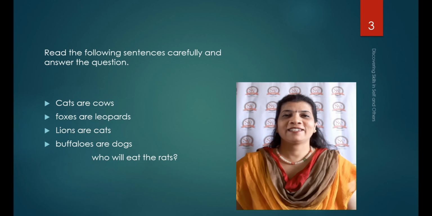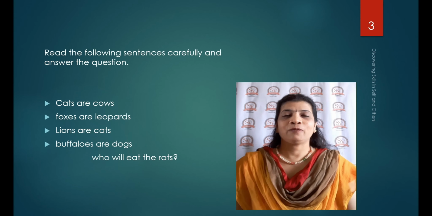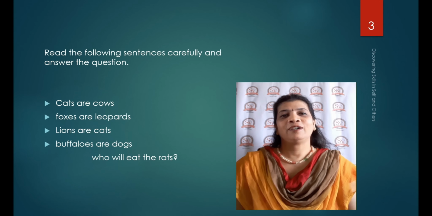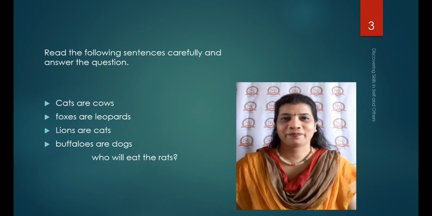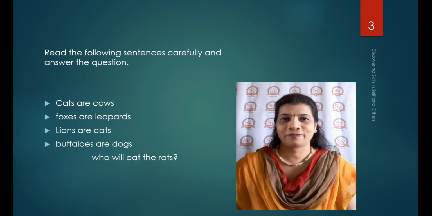The question is, who will eat the rats? Now, if you see the sentences once again, you will understand that generally cats do eat the rats, which means the correct answer is cat. Now relook at the sentences. You will find that 2 sentences are irrelevant. There is no mention of cats in it. The remaining 2 sentences contain the word cat.